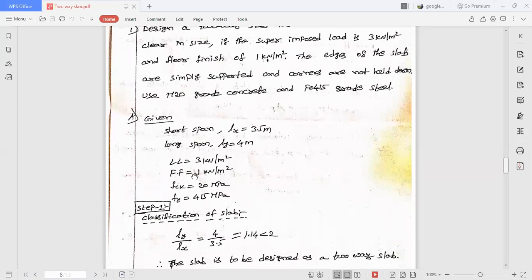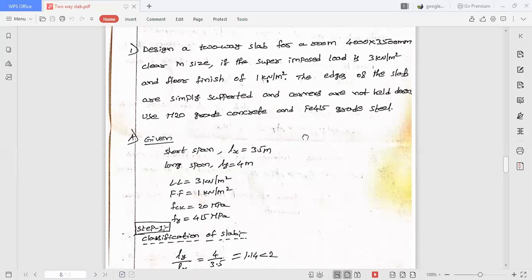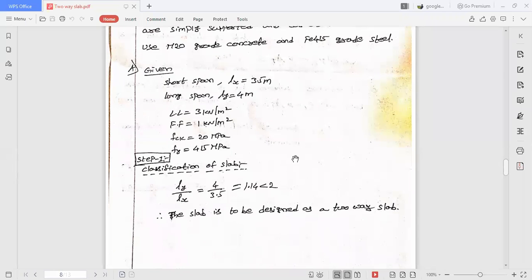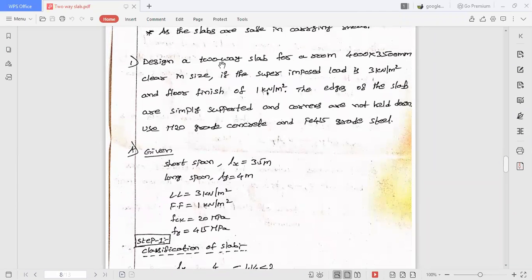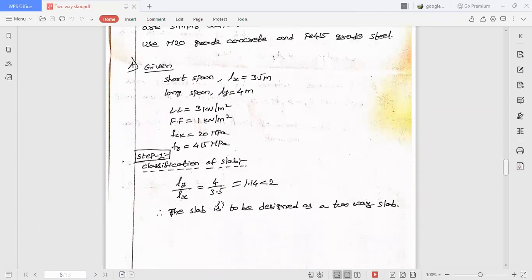Okay, now let us see the given data. Shorter span is given 3.5 meter, longer span is given 4 meter, and live load, floor finish, grade of concrete, grade of steel, fck, fy, all the details are given. Now this is the first step you have to write. Then classification of slab, the main design procedure will start here. Step 1, classification of slab. Okay, actually in this question they have given it as a two-way slab. No need to do this first step, but let us do it as a design procedure.